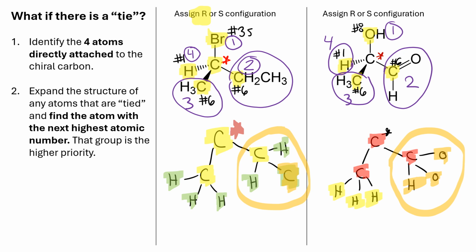Now we need to check that our 4th priority group is going away from us. It is. Hydrogen is the 4th priority, on a dash going away. So we're all set to assign R and S, and we go from 1 to 2 to 3, 1, 2, 3, 1, 2, 3. I'm moving my cursor in a clockwise fashion. Clockwise is R. So we'll go up here and highlight that this is an R configuration. And this one was as well.